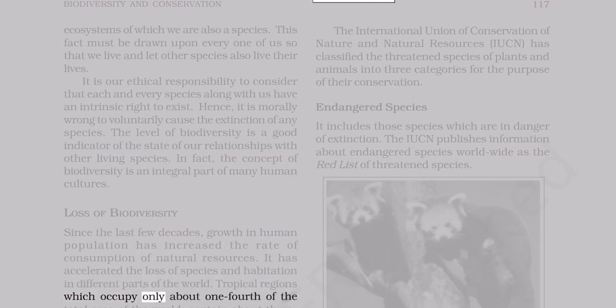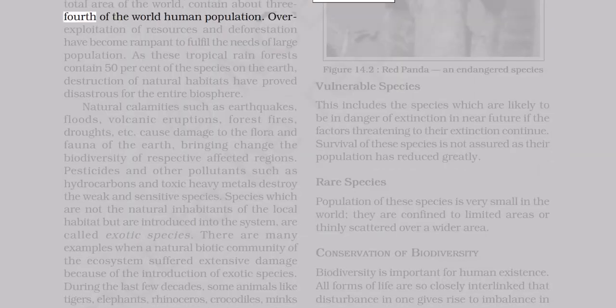Tropical regions, which occupy only about 1/4 of the total area of the world, contain about 3/4 of the world human population. Overexploitation of resources and deforestation have become rampant to fulfill the needs of the large population. As these tropical rainforests contain 50% of the species on the Earth, destruction of natural habitats has proved disastrous for the entire biosphere. Natural calamities such as earthquakes, floods, volcanic eruptions, forest fires, droughts, etc. cause damage to the flora and fauna of the Earth, bringing change to the biodiversity of respective affected regions.